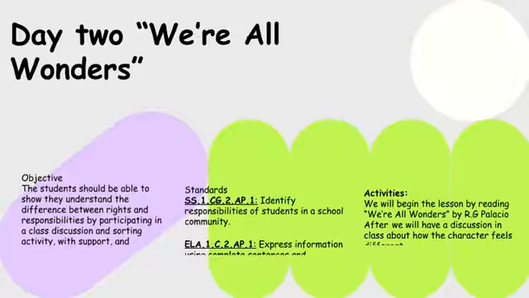For our Tuesday lesson, we'll use the standard about helping students identify their responsibilities at school, along with the standard that focuses on sharing ideas clearly in complete sentences. The objective is for students to show they understand the difference between rights and responsibilities by participating in a class discussion and a partner sorting activity and correctly identifying at least 3 examples with support.